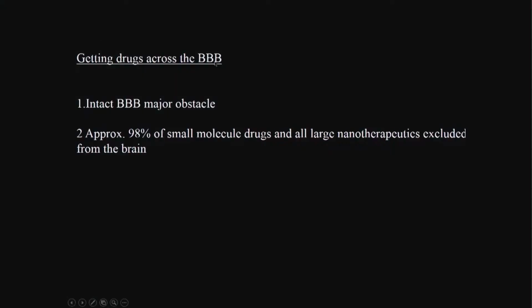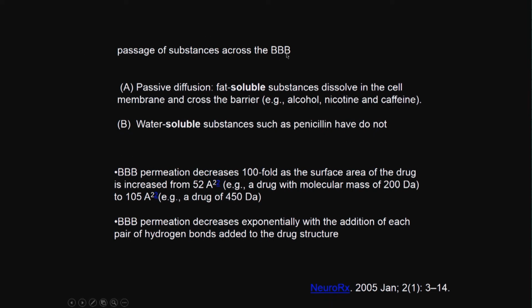So, getting drugs across the BBB, like I said, you need drugs if you are treating CNS, if you are treating infections in the brain, or if you are treating brain disorders. So, we need to have intact BBBs, that is a major obstacle. 98% of small molecule drugs and large nanotherapeutics are excluded from the BBB. Like molecular weight, if it is very large, of course they do not enter through the BBB. Passage of substances across the BBB.